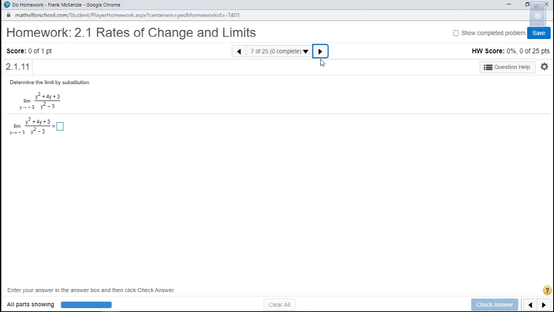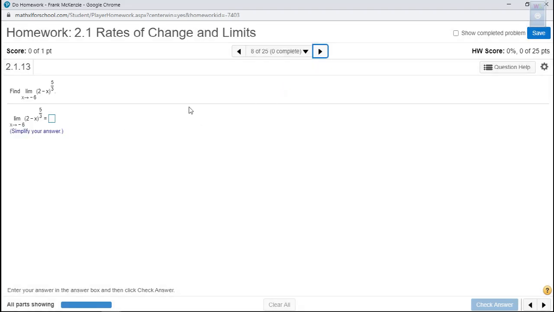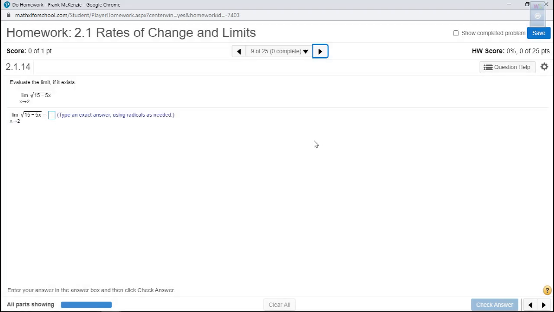Same thing with this one, because negative 3 squared is going to give you 9. 9 minus 3 is going to give you 6, not a 0. This one, just plug it in, plug and chug. This one, same thing.